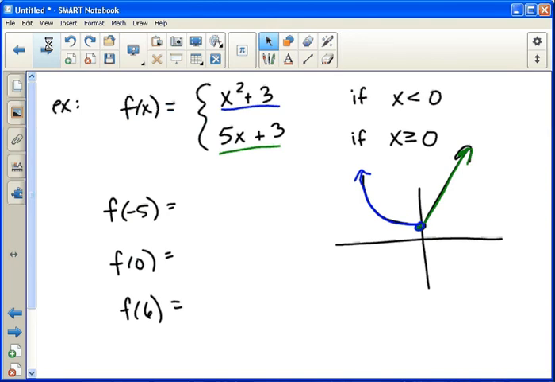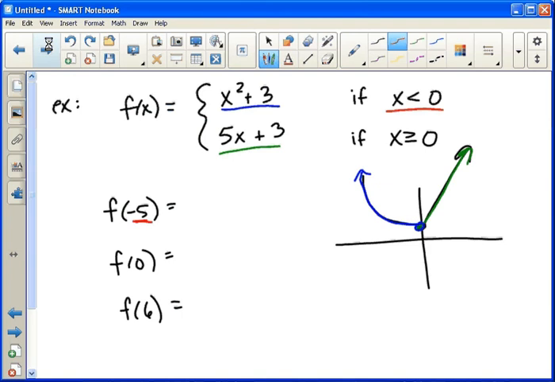So now let's look and see what we have to plug in. First it says f of negative 5. So you go over to this part on the right and you ask yourself, okay, is negative 5 less than 0 or greater than or equal to 0? Clearly it's less than 0, so we need to use the top equation. So we plug negative 5 in for x. Negative 5 squared is 25, plus 3 is 28.